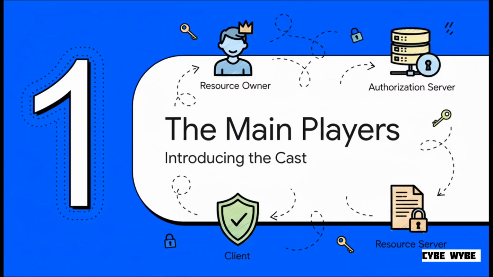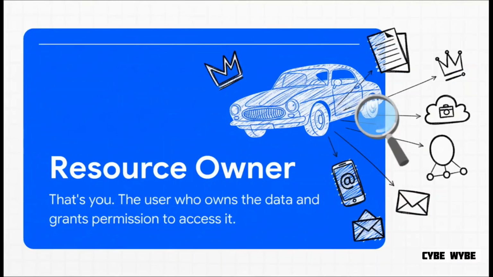Okay, so to see how this all plays out, we first need to meet the cast of characters. Every single time you use OAuth, there are 4 key players on the stage, all part of a carefully choreographed security dance. First up, and without a doubt the most important player, is the resource owner. And guess what? That's you. You own the photos, you own the emails, the contacts, all that digital stuff is yours. In our valet analogy, you're the car owner. You're the one who decides who gets the keys.